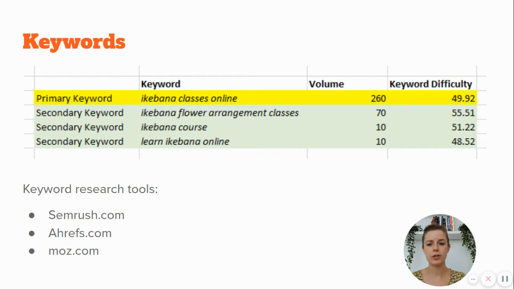So I want to tell search engines that my website is primarily about Ikebana classes online. But when people search for this term, they are also going to type in variations. So they might type in Ikebana flower arrangement classes, Ikebana courses, or learn Ikebana online. All of those are relevant to my business. They have slightly lower search volumes, so I don't want to place them in the most important places on my page, but I do want to use them to supplement my primary keyword.